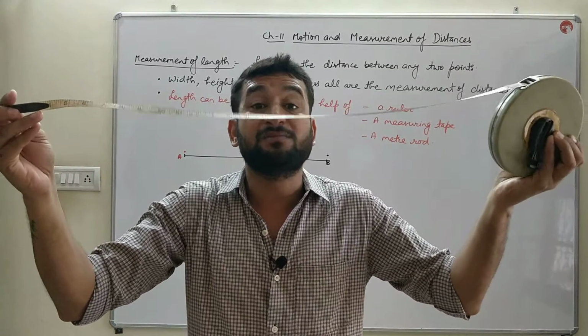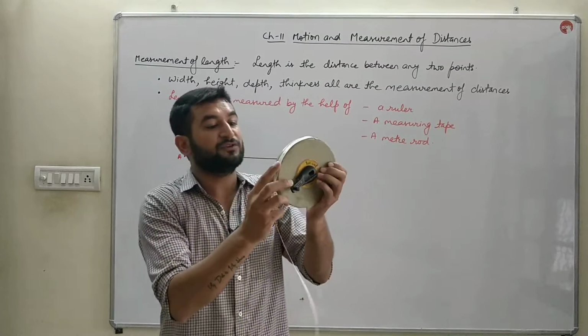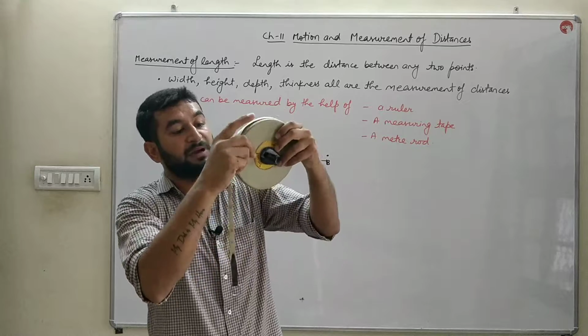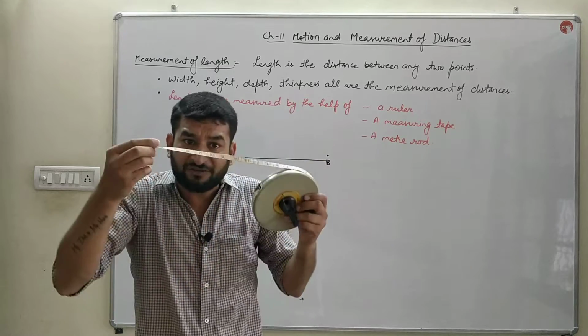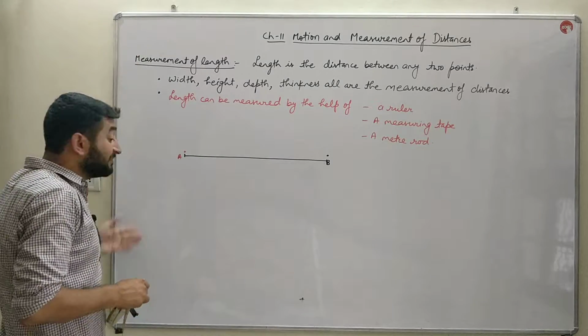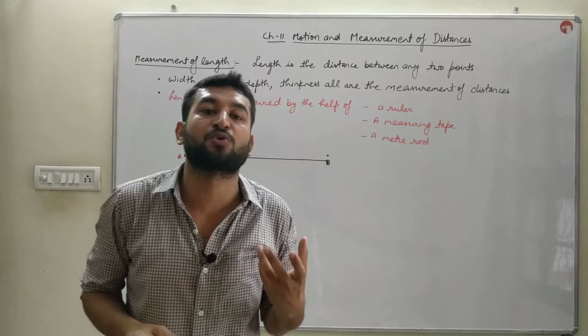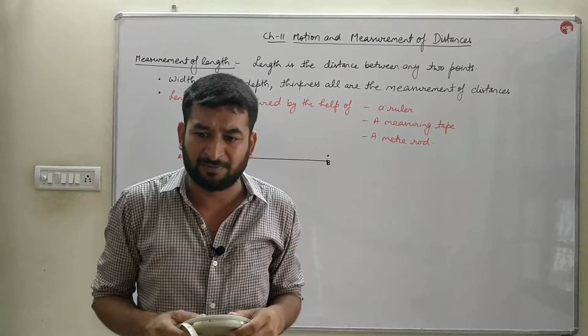So this is measuring tape. If I want to measure the size of this circle, then I use measuring tape because it is flexible, bache. And if I want to measure this length, then I want a harder thing, and that is a meter rod, because that is not flexible.